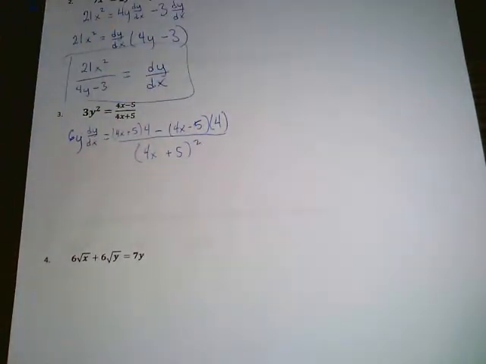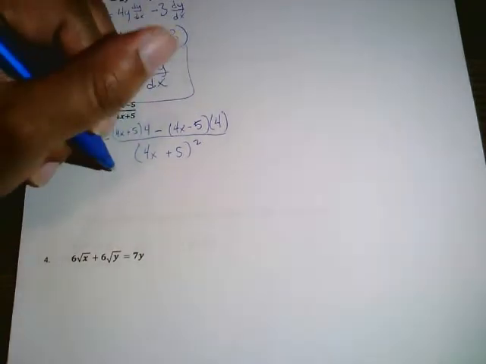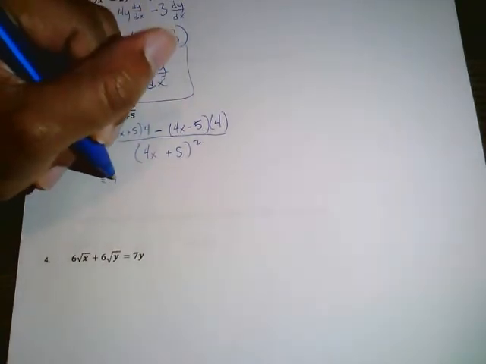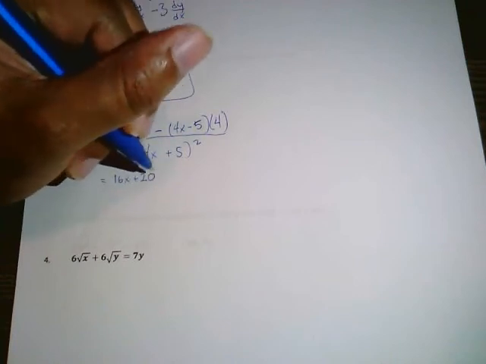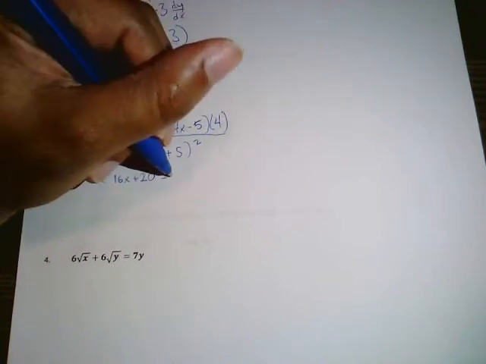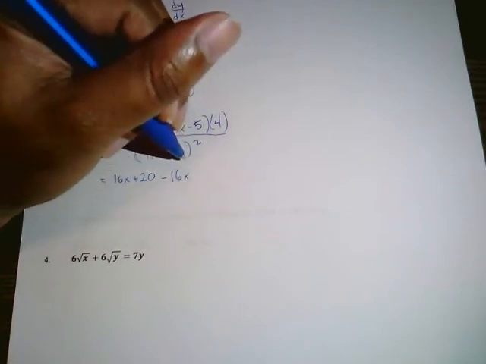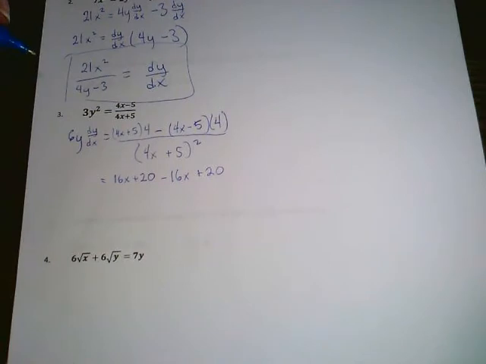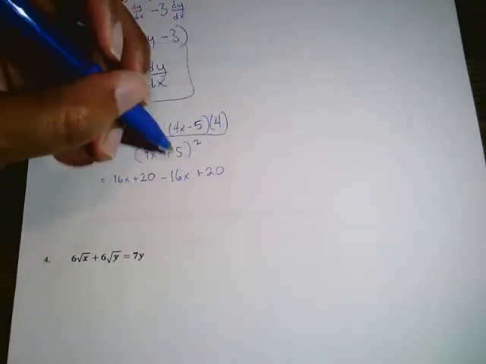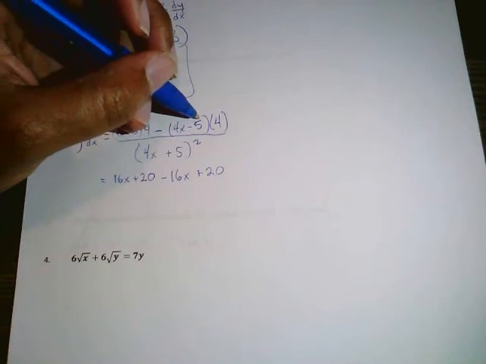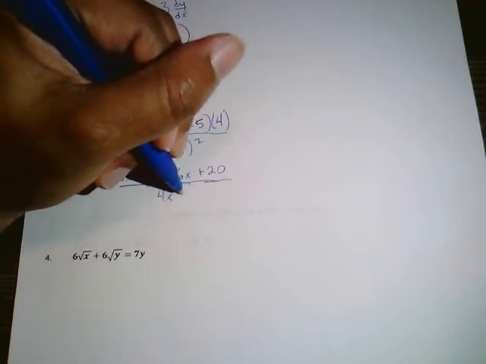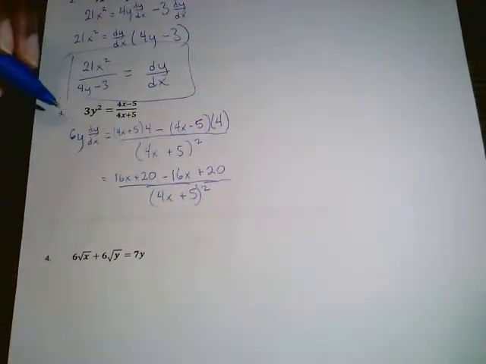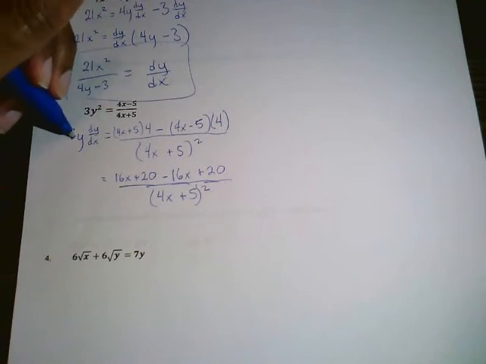And then we can simplify our numerator. So that will be equals 16x plus 20 minus 16x plus 20, minus 4x times 4 will be minus 16x, minus negative 5 and positive 5 times 4 is 20, all over 4x plus 5 squared. And then we can divide both sides by 6y.